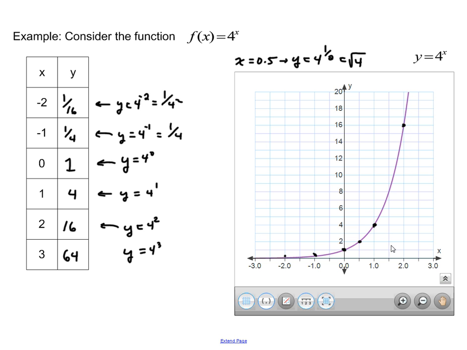We can go to 3/2 and find out what happens right there. Well, we should pass through 8. We could go to 0.1 and find a value right here slightly above 1. Or if we went to 0.9, we might find a value slightly less than 4. But if we take all those values along this graph, we're going to get this increasing shape each and every single time for all of our exponential functions. So we need to look at some characteristics of this kind of function coming up in the next video.